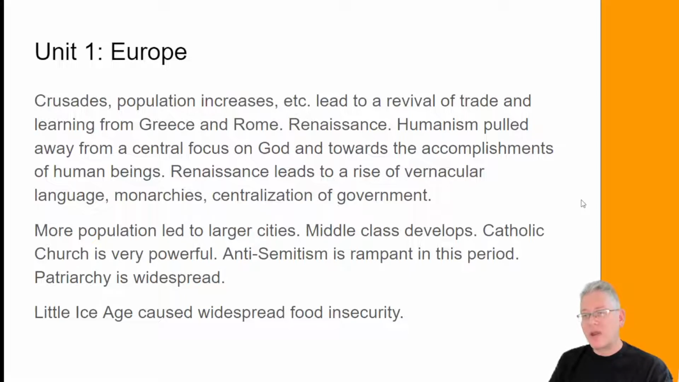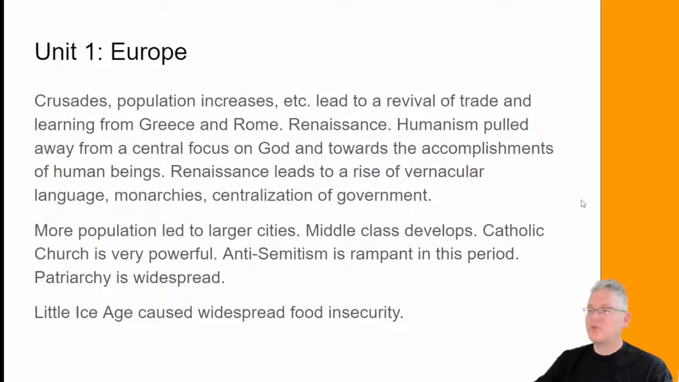It will lead to more monarchies and also centralization of governments. More population led to larger cities, not too surprising there. There's also going to be a development of a middle class between the peasants and the aristocracy. The Catholic Church in this period is very powerful, though within a couple hundred years we'll have the Protestant Reformation. Unfortunately, as always, anti-Semitism is rampant in this period. A lot of countries are kicking Jews out, or they are doing what are called pogroms, where they're attacking Jewish people. Patriarchy, of course, is widespread in Europe.